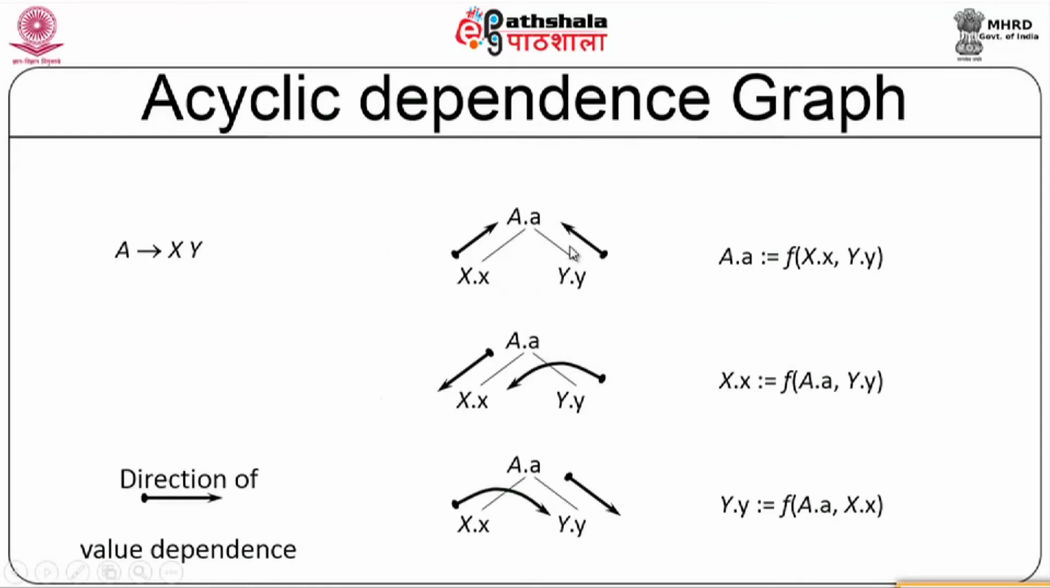So, in the context of attributed definitions, we have associated a direction for the dependence of value. For example, here A.a depends upon x and y. So this A is computed from x and y. On the other hand, here x is computed from A and y, and y is computed from A and x. So this shows the direction of dependence of one attribute on the other.